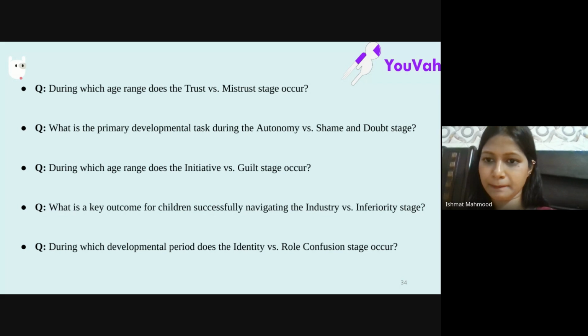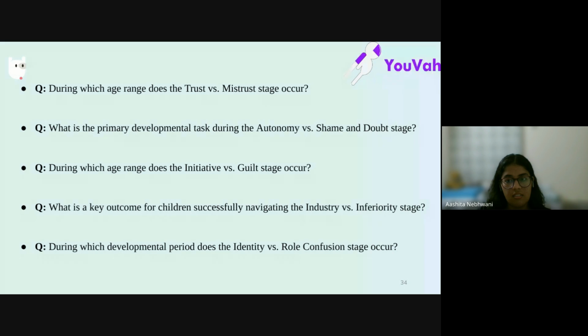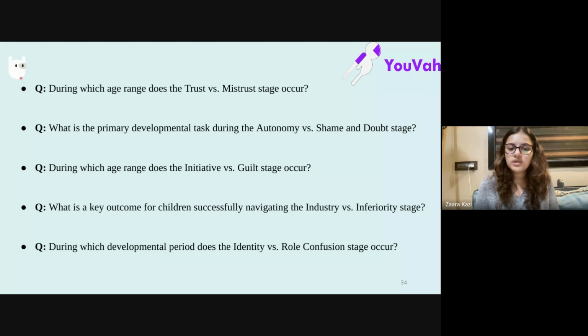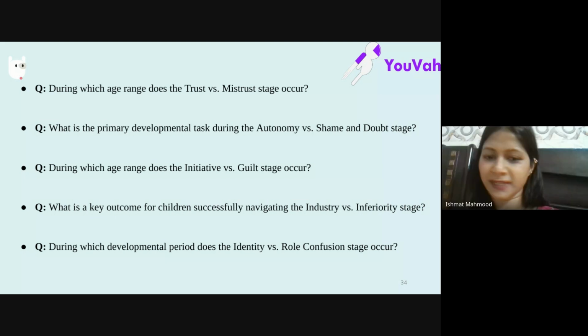3 to 5. 3 to 6. 3 to 6 years, early childhood. Next one is, what is the key outcome for children successfully navigating the industry versus inferiority stage? A sense of achievement and also their leadership. Yes, competencies. Correct. So next question is, during which developmental period does the identity versus role confusion stage occur?